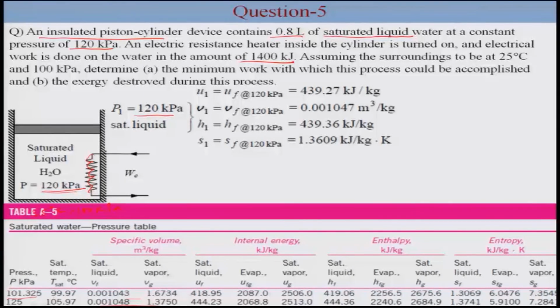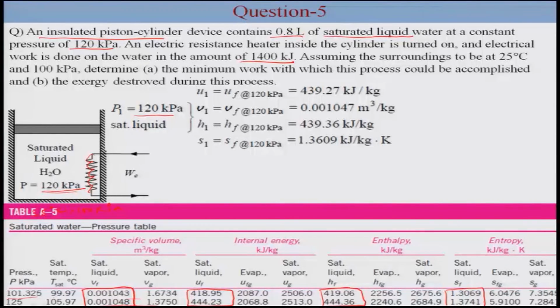U1 is obtained by interpolating between these two values for 120 kilopascal. Similarly, V1 is obtained by interpolating between these two values to obtain the value at 120 kilopascal. Similarly, H1 is obtained from these two values and S1 from these two values. Similarly, all the other properties like HFG, SFG can be calculated by interpolating if required.